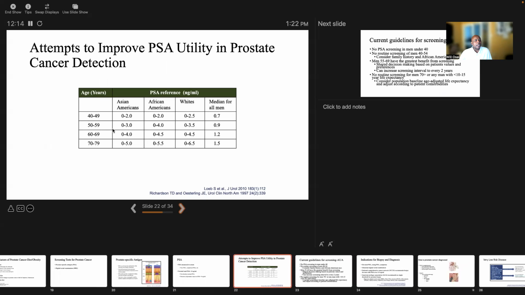Also, by experience, it has been observed that PSAs might vary depending on the race and age of the patient. Therefore, several recommended ranges are shown here. For men between the ages of 40 and 49, in Asian Americans, the recommended range is 0 to 2. For African Americans, 0 to 2 also. For whites, 0 to 2.5. For older men, 60 to 69, the values are shown here, and also for men 70 to 79.